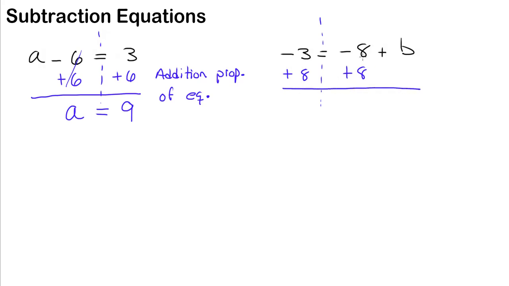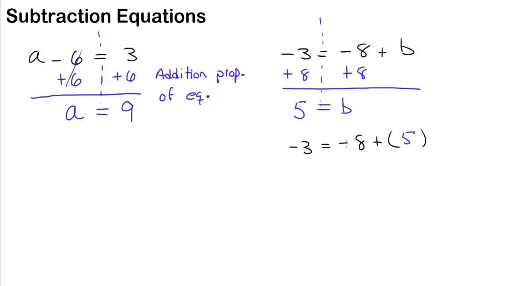So over here, negative 8 plus 8 cancels out. This leaves me with my b on the right-hand side. And on the left, negative 3 plus 8, different signs, subtract, and keep the sign of the bigger number. So this equals positive 5. Let's go ahead and check this one. So I have here negative 3 equals negative 8 plus whatever b is, and we found that b here was 5.